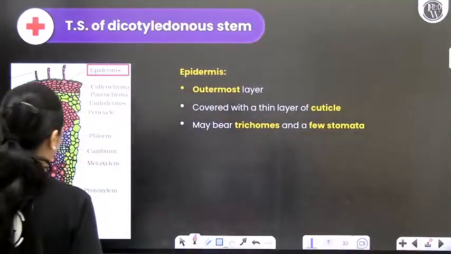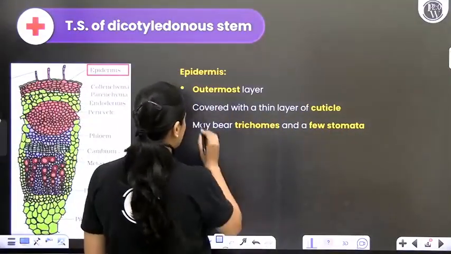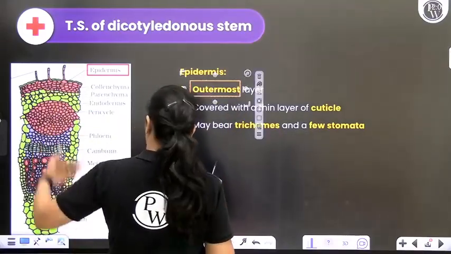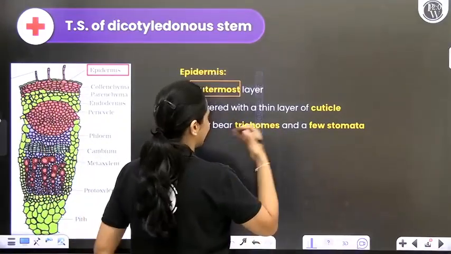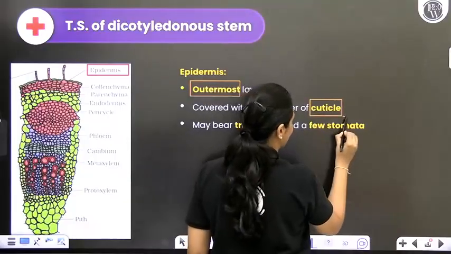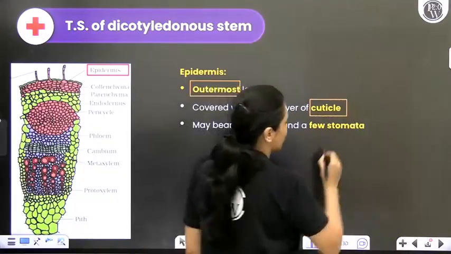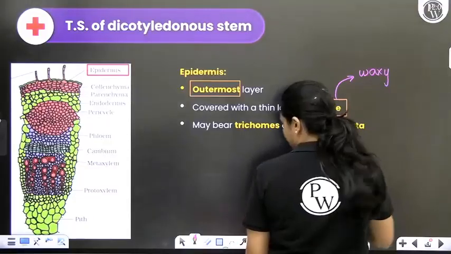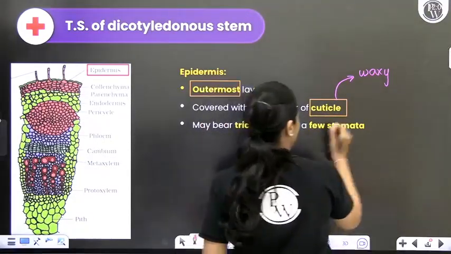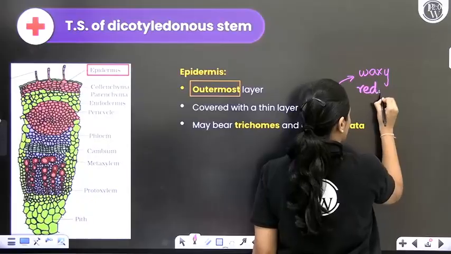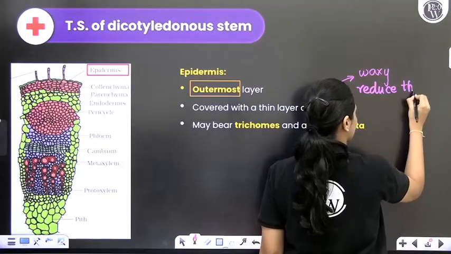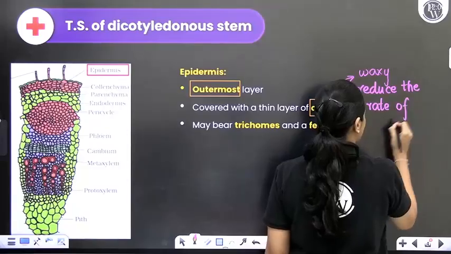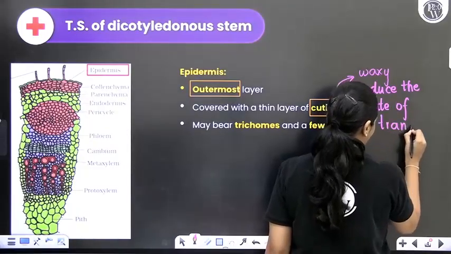Now, epidermis, as always, is the outermost layer. Since this is the aerial part of the plant, it can be covered with a thin layer of cuticle. Now, what does this cuticle do? This cuticle is a waxy substance. It will reduce the rate of transpiration. I told you it's like Vaseline, right? Reduce the rate of transpiration.